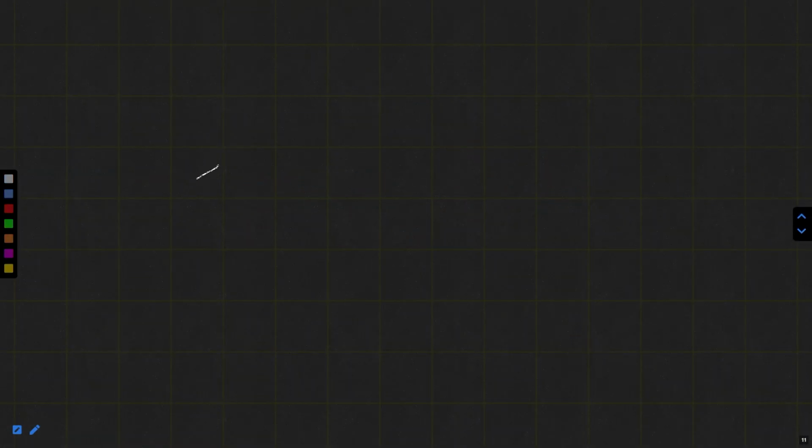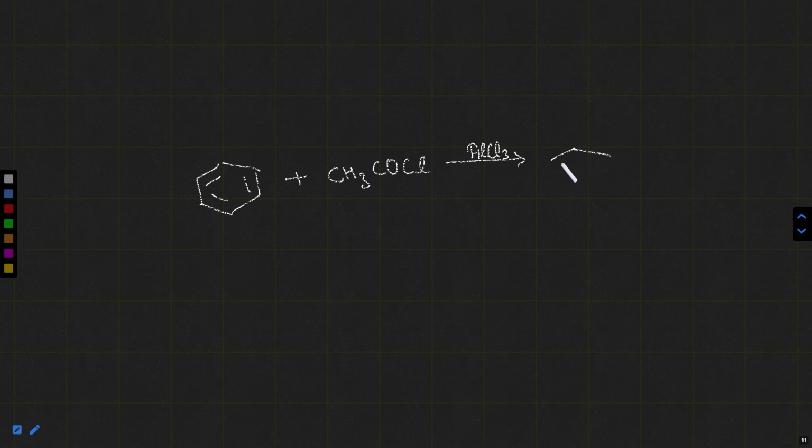You can do the simple Friedel-Crafts acylation. Just take this benzene, treat it with CH3COCl in the presence of AlCl3. So that would result in your Friedel-Crafts acylation. Okay, clear? Yes. So if you are curious about the mechanism, then it goes like this.